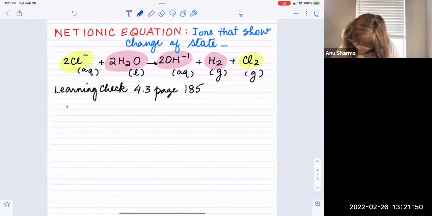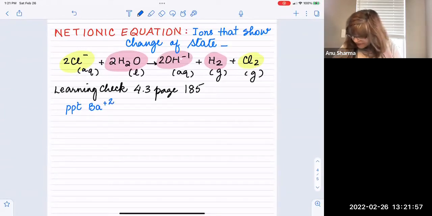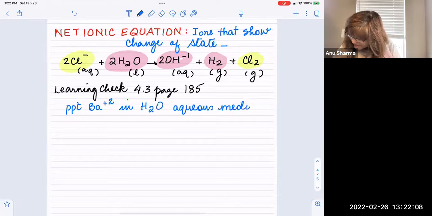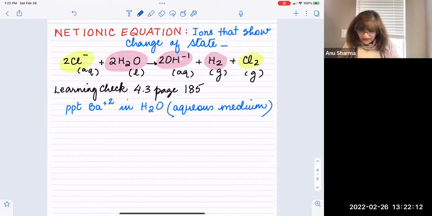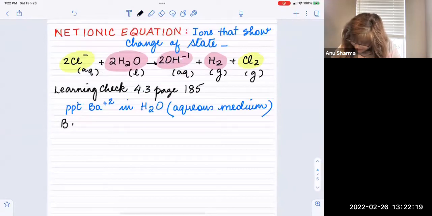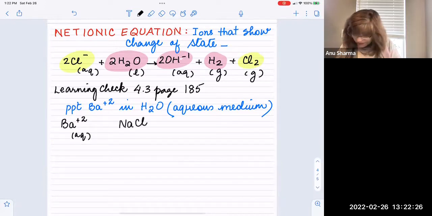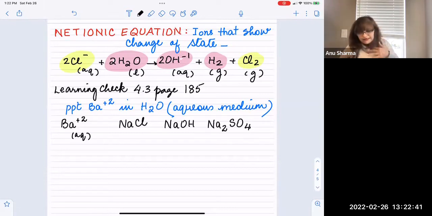So we want to precipitate barium ions. Barium is Ba+2 in water. Water means aqueous, aqueous medium. Okay, in a water sample. So you have, in other words, barium ions, Ba+2, aqueous, reacting with NaCl, reacting with sodium hydroxide, NaOH, and also reacting with sodium sulfate, Na2SO4. Okay, what is the formula for the expected precipitate?